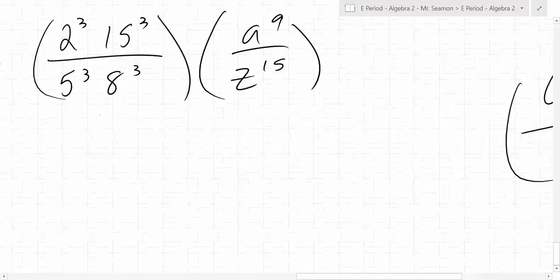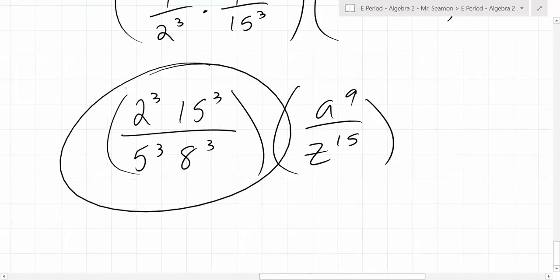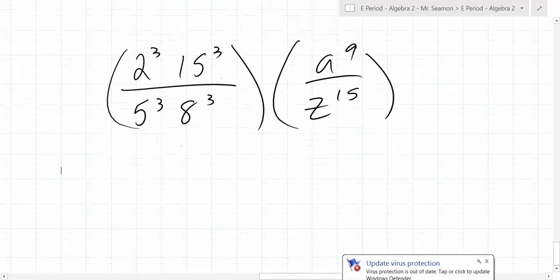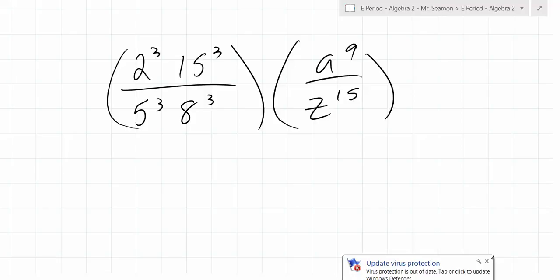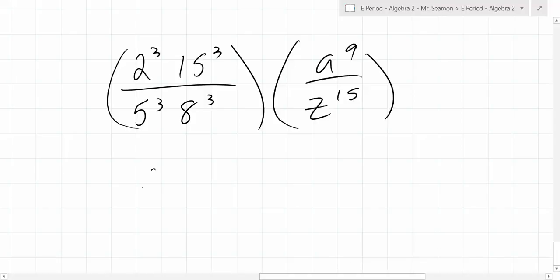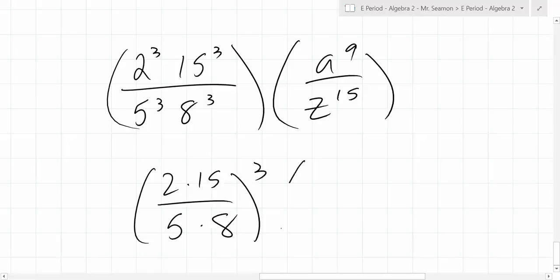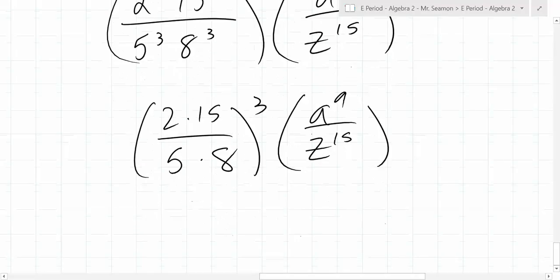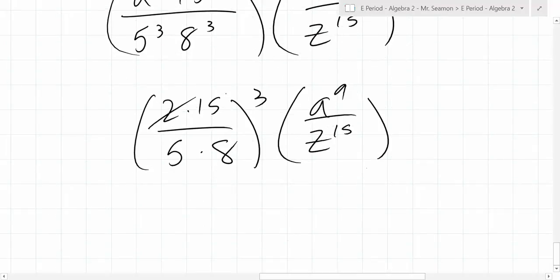What do you notice about all of the powers in this one right here? They're all the same. So what can you kind of pull out? The 3. So what does it become on the inside? 2 times 15 over 5 times 8. Now, is that a lot easier to work with? Yeah, because what's 2 times 15? You can do this. Cross that out, that becomes a 4, right? That and that, what does the top become? 3. 5.